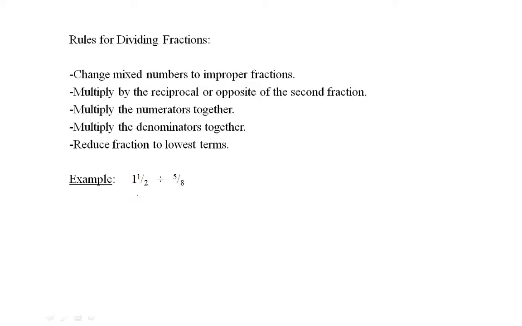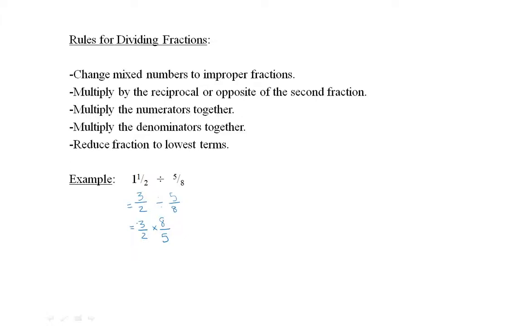1 1/2 can be written as 3 over 2. 2 times 1 is 2, plus 1 is 3 over 2, divided by 5 over 8. The next step is to multiply by the reciprocal of the second fraction. So 3 over 2 times 8 over 5.